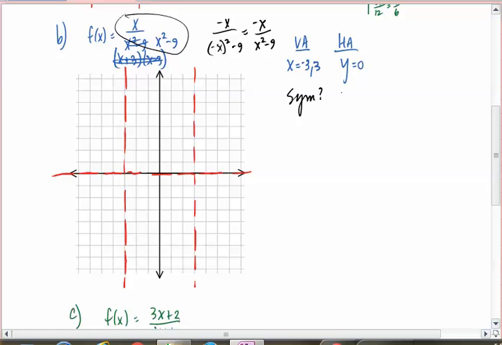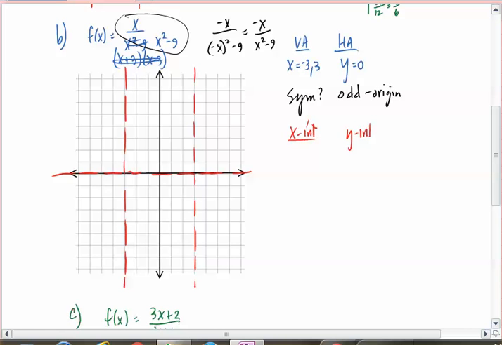So guess what kind of symmetry we're going to have? It's an odd function, and therefore it's origin symmetry. So here we go. We know a little bit about that. That means that whatever happens here is going to happen down there. Okay, so the symmetry stuff is a good thing to know. You don't have to know the symmetry, but it's helpful. All right, next thing is we're going to go with the x and y intercepts.